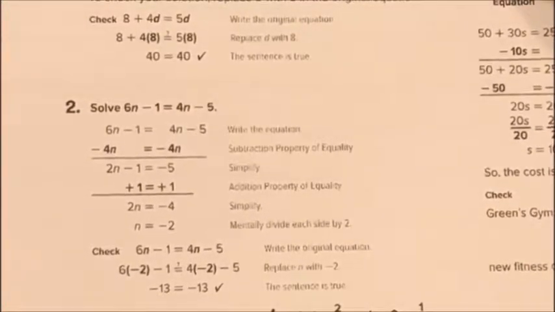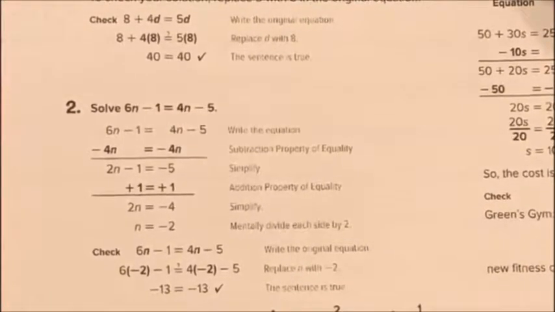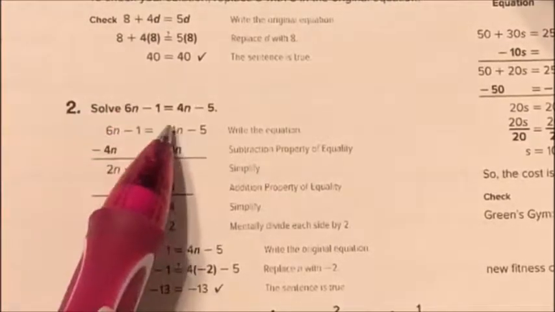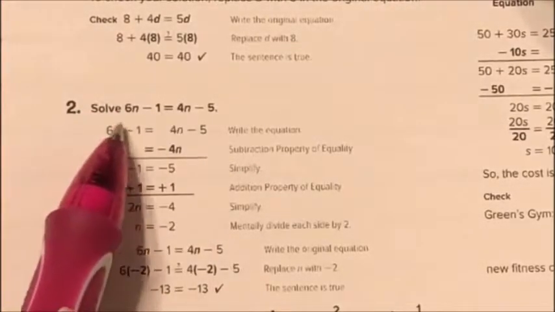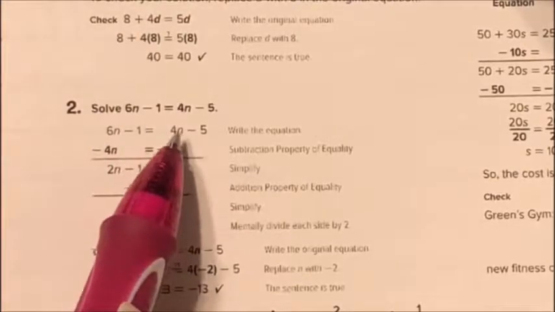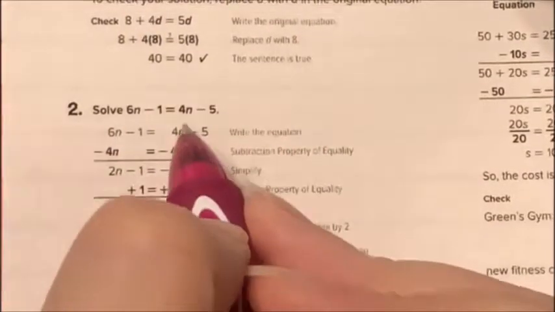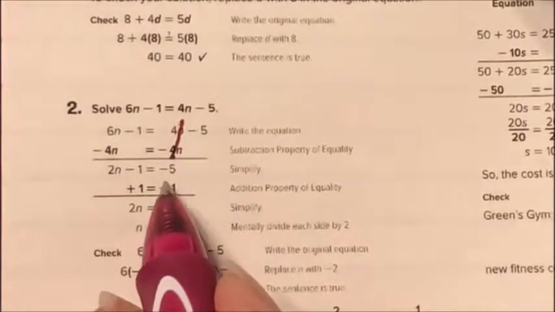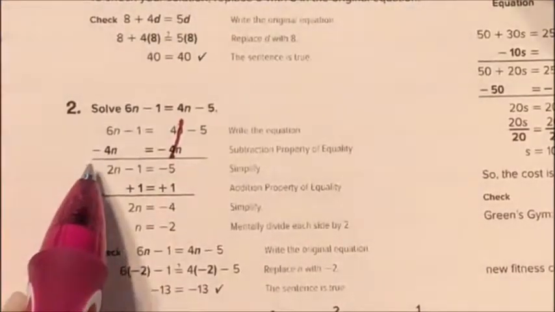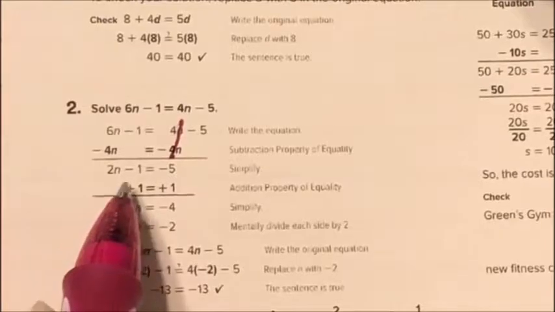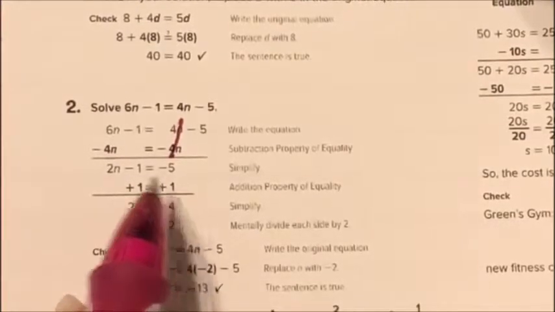Example number 2 says solve 6n minus 1 equals 4n minus 5. Okay, again, I want to get my variables by themselves. So 6 is positive, 4 is positive, so 6 is bigger, I want to move the 4. So now I'm going to subtract 4n from both sides. This cancels. I'm left with negative 5. 6n minus 4n is 2n. Minus 1 equals negative 5.